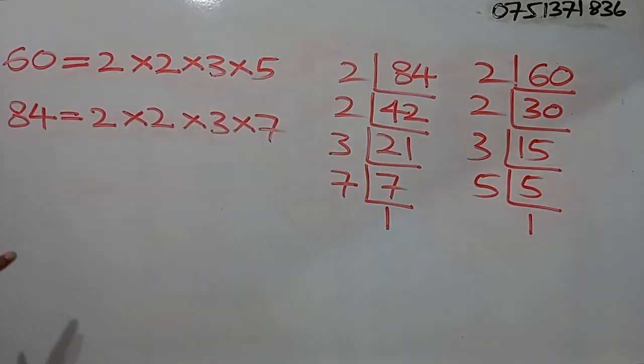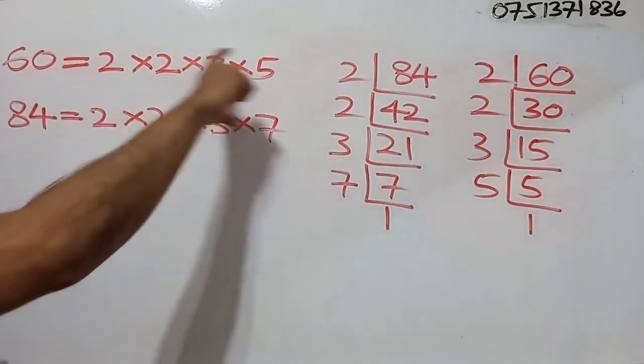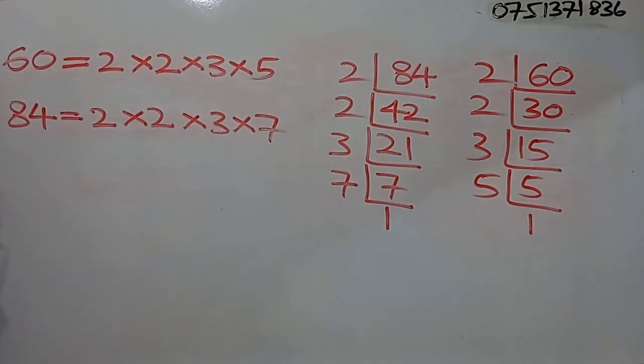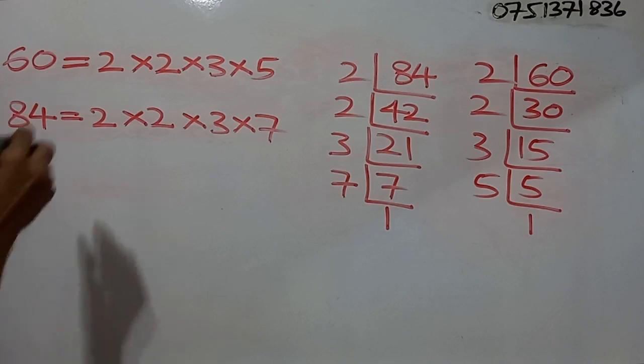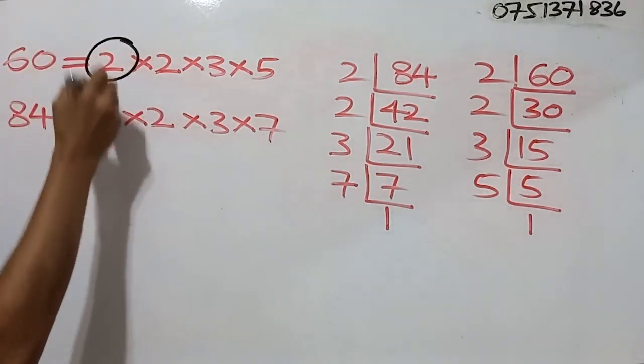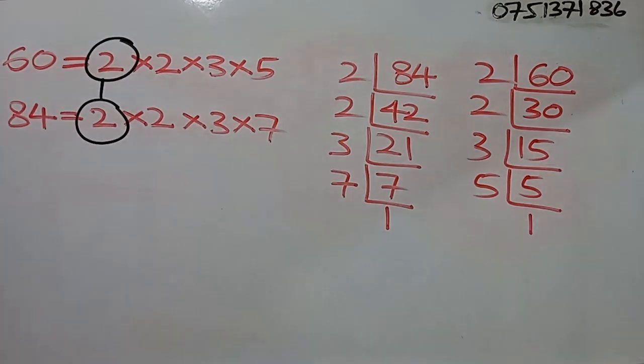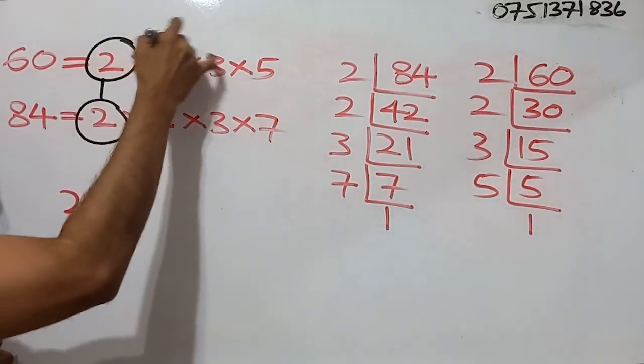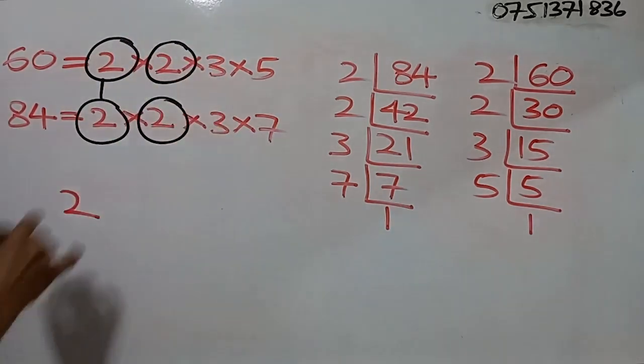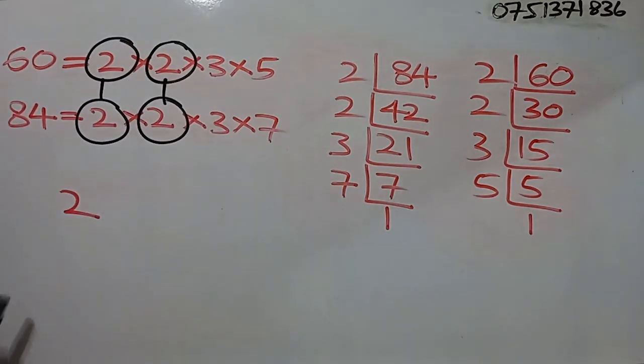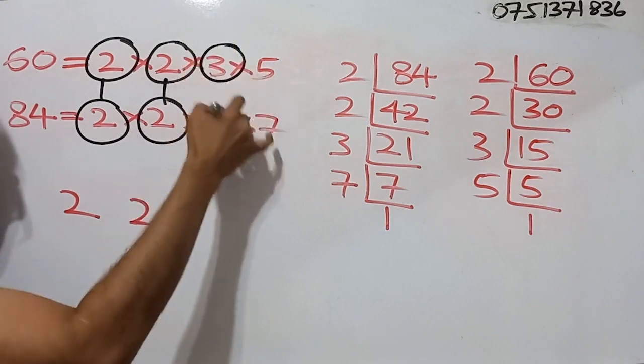Now I will select from these factors what are the common factors, right? So here we can take 2, which is common to both numbers. So I will write 2. Then again we can take 2, right? So again I will write 2. Then we can take what? 3.